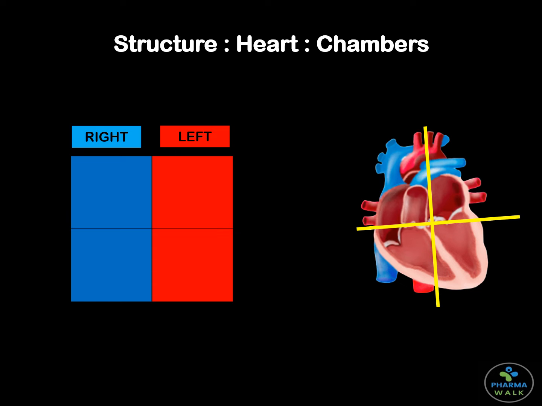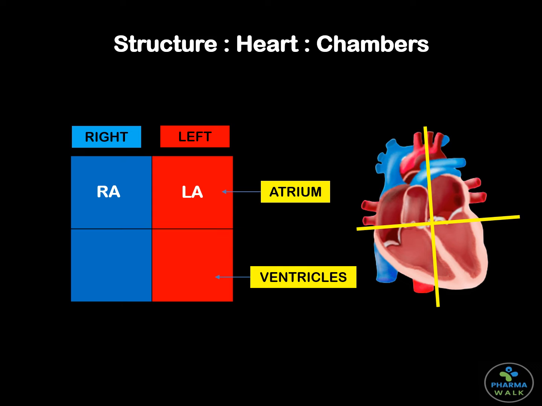The upper chambers are known as the atrium. So if we see this first one, it is located on the right side and it is an upper chamber. It's known as the right atrium. Like this, it's called the left atrium. So upper chambers are considered as atrium. Lower chambers, the chambers or rooms below, are called ventricles. Upper chambers atrium, lower chambers ventricles.